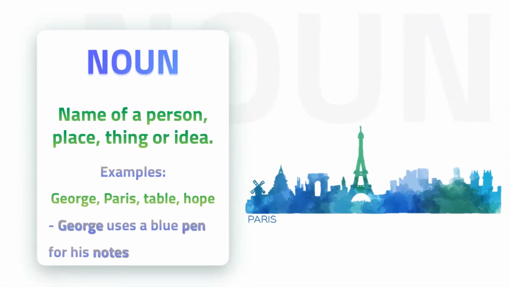A noun is the name of a person, place, thing, or idea. For example, in the sentence George uses a blue pen for his notes, the nouns are George, pen, notes.